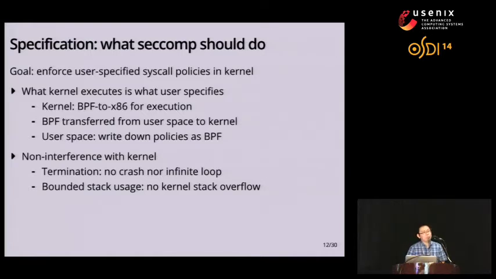The other category of properties is about non-interference with the kernel. When you are doing this subsystem, you should not crash your kernel. You should not cause infinite loops, and you should not overwrite the kernel stack. So in this talk, I'll focus on the first 3 properties and show you how we formalize those properties and do proofs.